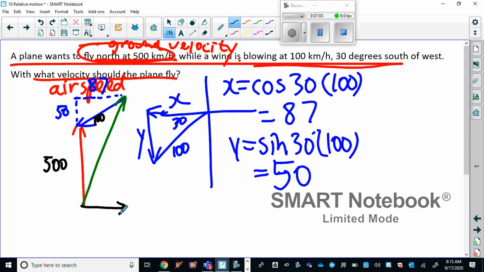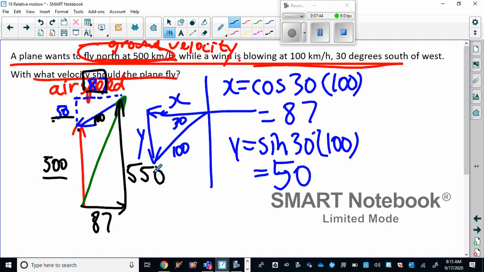It has an x component, and you can very clearly see that it is 87, because only the wind had an x component. My velocity going north did not have an x component. And we can clearly see now that my y component is going to be 500 plus 50, 550. All right, I'll give you a couple of seconds to let that soak in. A good diagram is going to be the key to solving a lot of these problems.